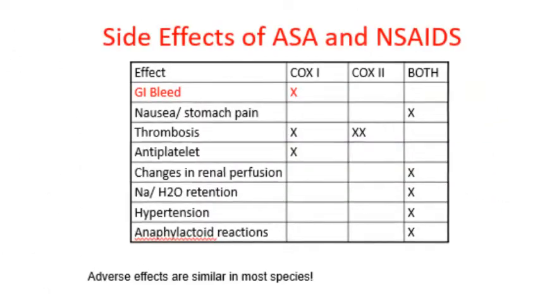Adverse effects of aspirin and NSAIDs depend upon which isoenzymes are inhibited. When we selectively inhibit cyclooxygenase 1, we have an increased risk of antiplatelet effects and GI ulceration, which increases the risk of GI bleeding. When we selectively inhibit COX-2, we see a much greater risk of thrombosis because we're blocking formation of prostacyclin more than thromboxane A2. Both COX-1 and COX-2 inhibition can cause nausea, stomach pain, changes in renal perfusion, sodium and water retention, hypertension, and bronchospasm, which might be seen as an anaphylactoid type of reaction, where bronchospasm occurs without hypotension.